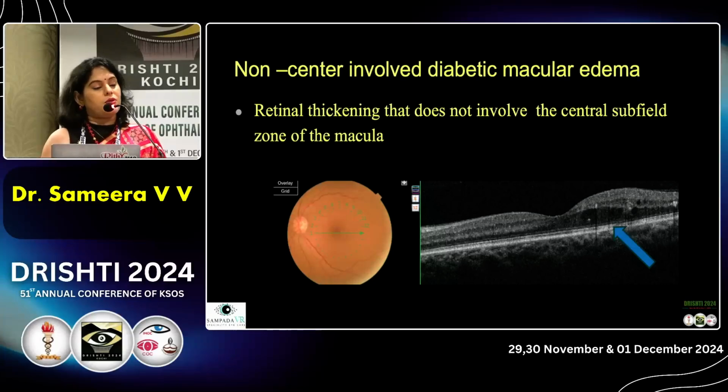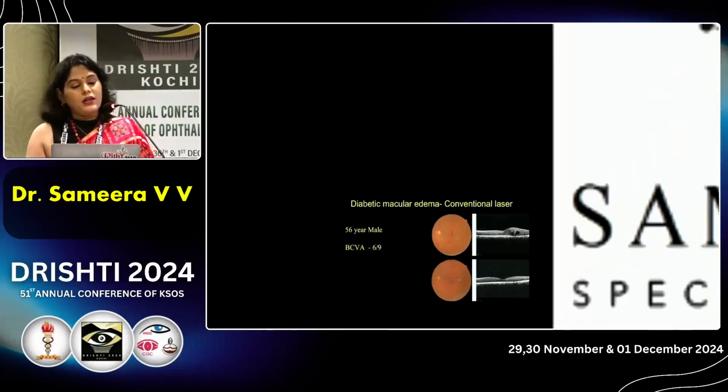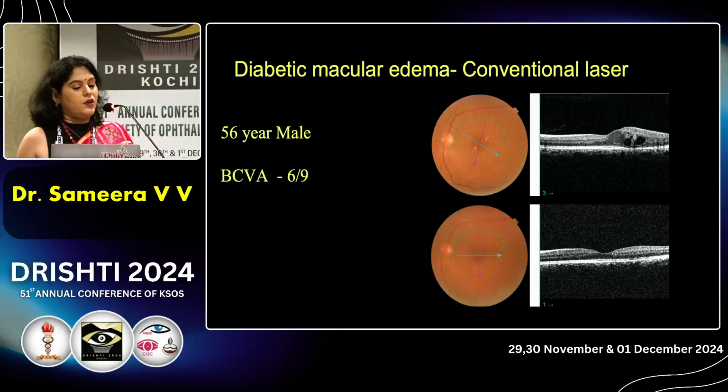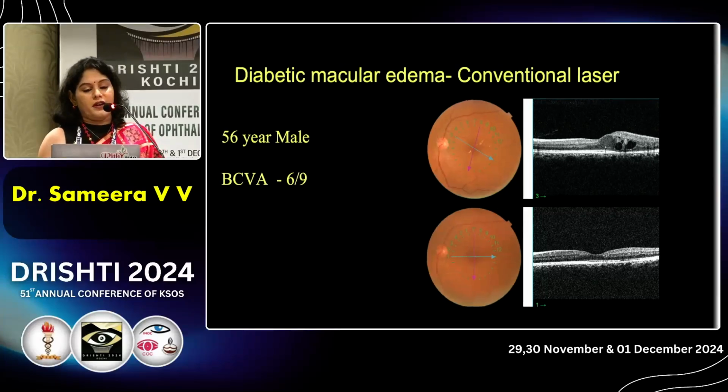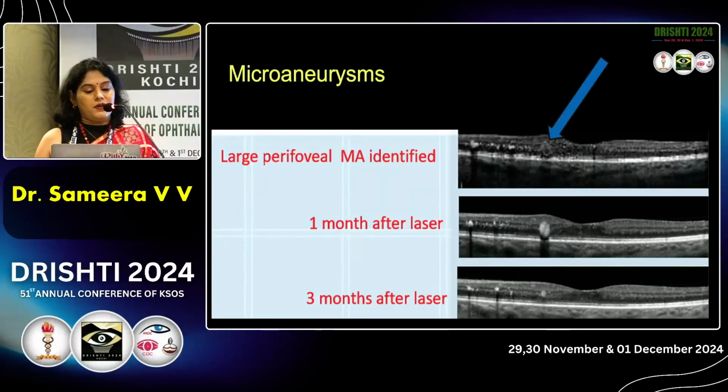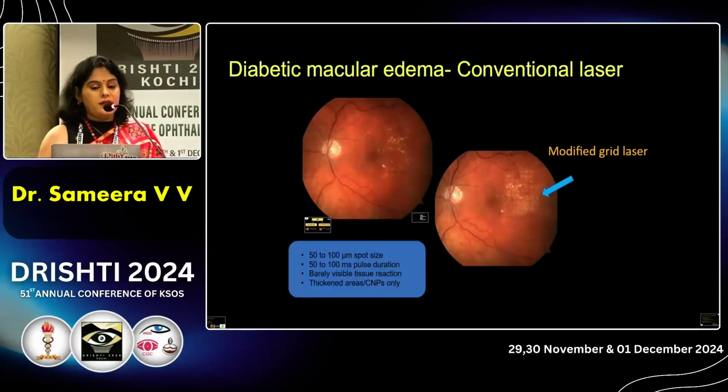The central subfield zone is not involved. So these are a few cases I will show you with a conventional laser. It's a 56-year-old male with BCVA 6/9. You can see 3 months later how beautifully the edema has come down. And the microaneurysms, a large perifoveal microaneurysm, can be seen 1 month after laser, and 3 months after laser the edema has subsided. Conventional laser, modified grid laser, can be given for the diffuse edema. You can see the marks.